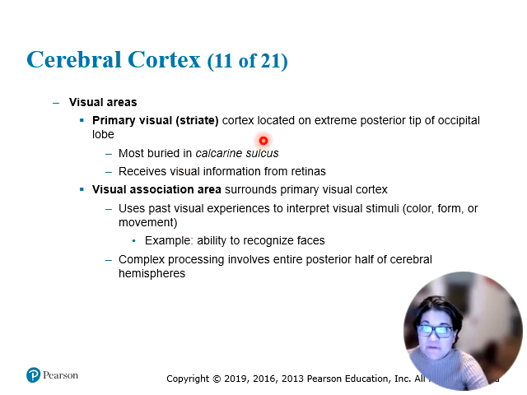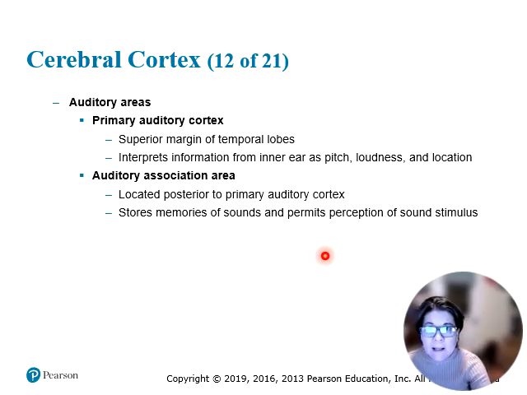Okay, so you have the visual areas, and this is in the occipital lobe. When your retina receives information and you have an image on the back of your retina, this part is going to receive that information and then your brain will process it. And then you also have visual association area, which helps you process that information, and it uses past visual experiences to figure out what you're seeing.